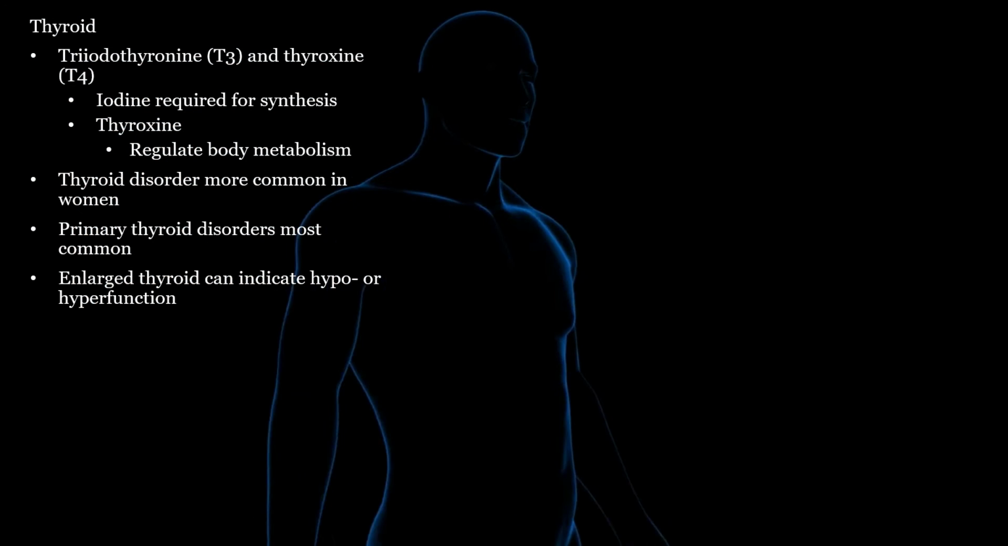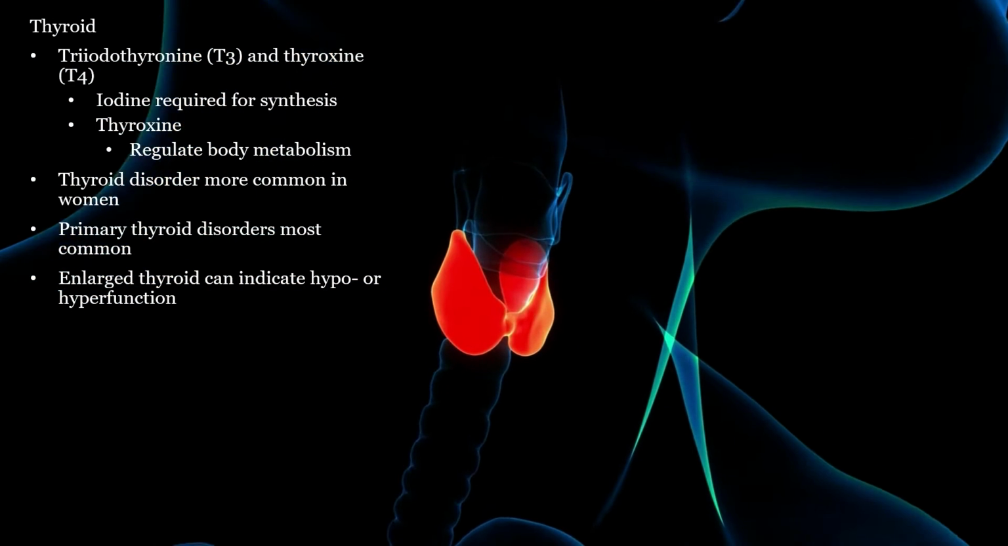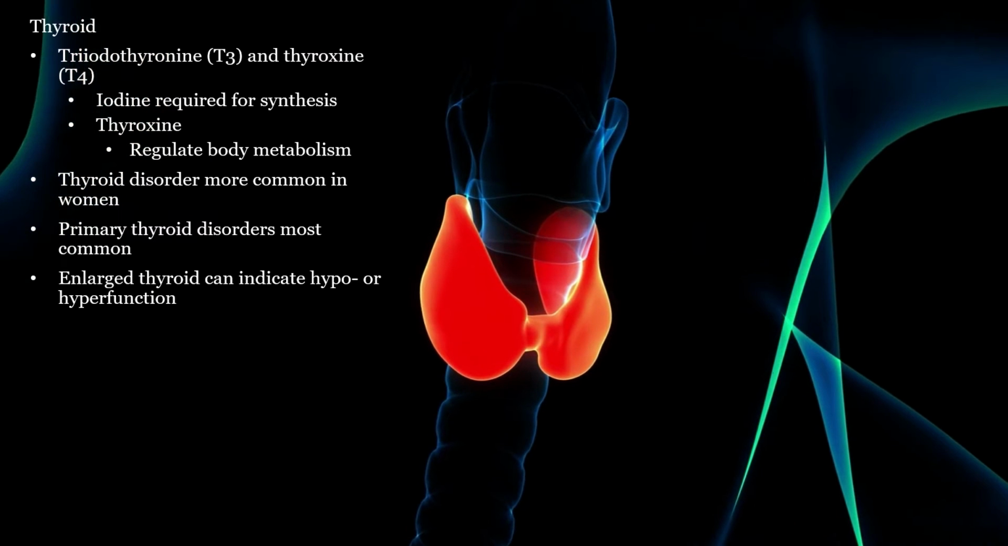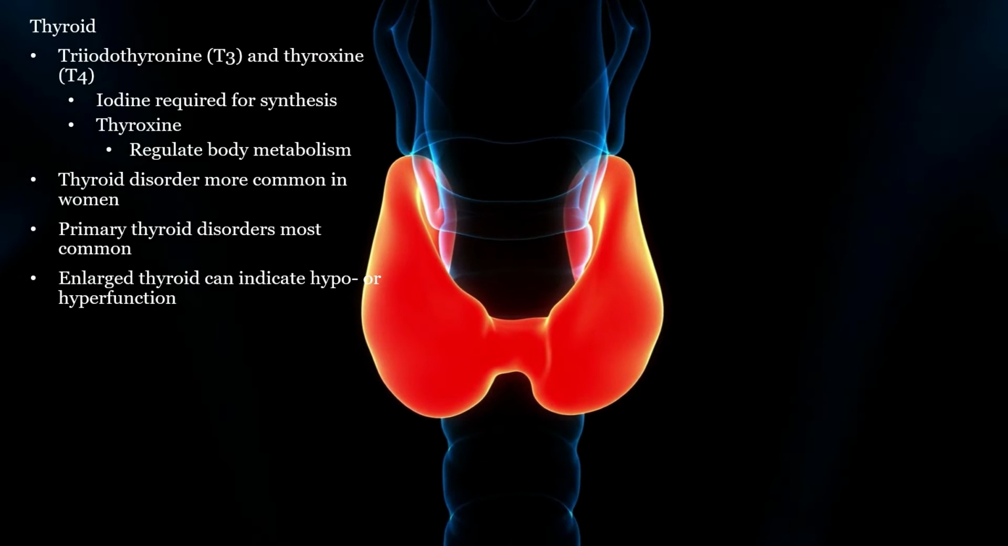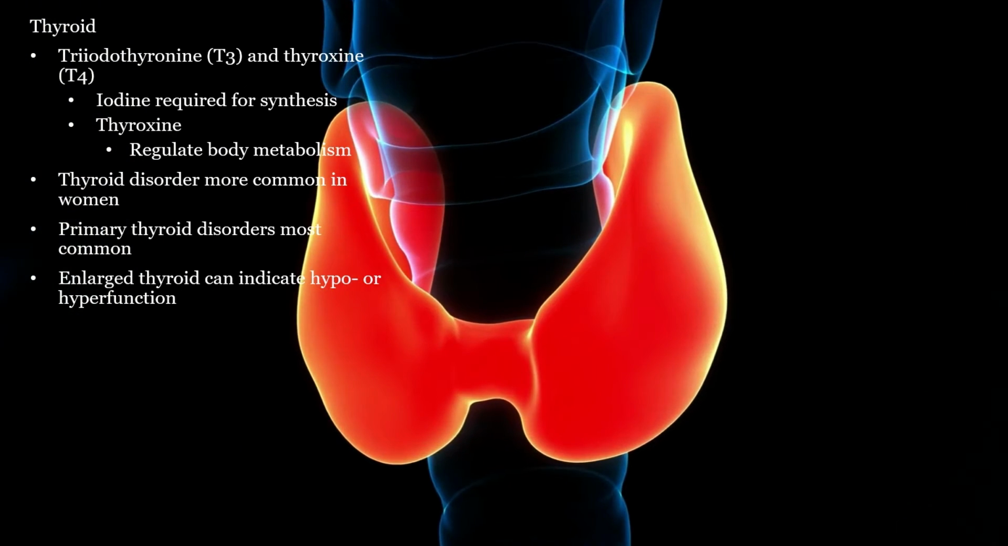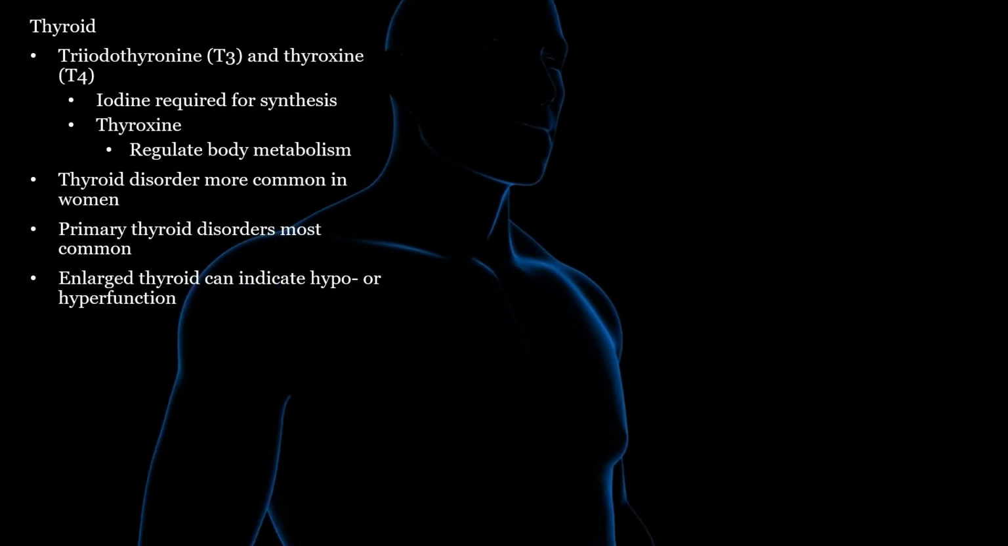The thyroid is anterior to the trachea. It produces thyroid hormones and calcitonin. It helps regulate body metabolism and calcium, as we mentioned earlier. If it becomes diseased, then it can make too little or too much thyroid hormone. Enlarged thyroids are called goiters.